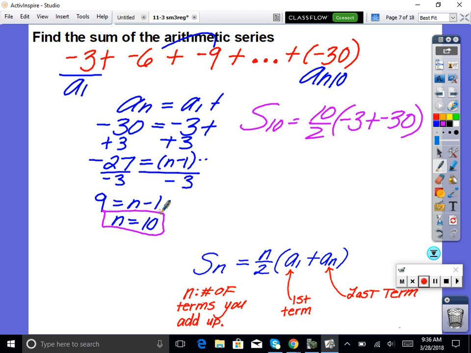No, right? There's a sub 1, and then n is the nth term. It's not going to be a negative term. So if you get a negative for n, something went wrong. N is the number of terms you're summing up. You can't sum up a negative number of terms.